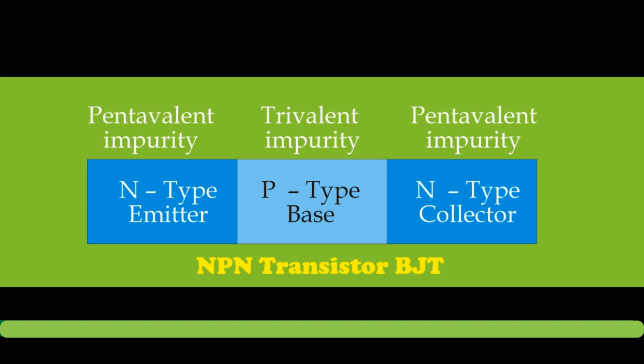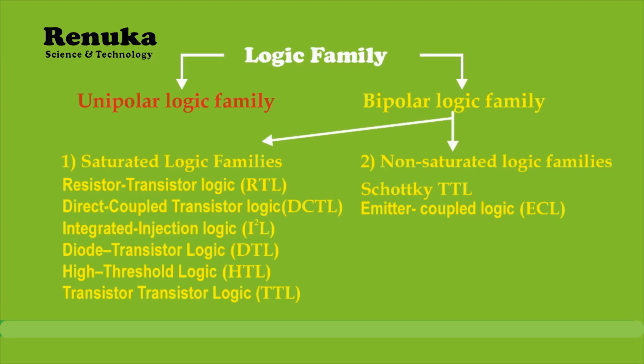When these types of devices are used in a logic family, this logic family is called a bipolar junction logic family. These types of logic families contain resistors, diodes and transistors. They can be operated in two ways. Let us see.